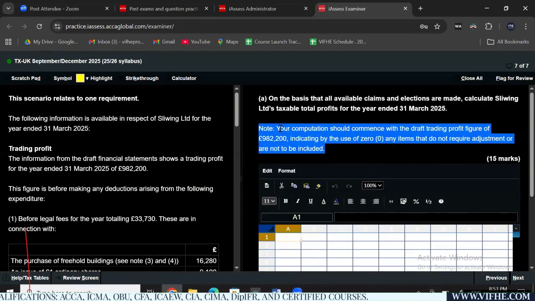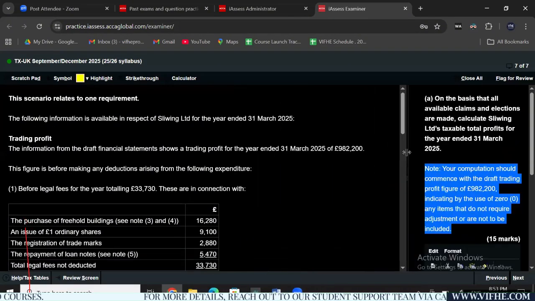It says that your computation should commence with the draft trading profit figure of 982,200 pounds, indicating by the use of zero any items that do not require adjustment or are not to be included. Well, I am going to start with the question and I'll keep on showing you the standard solution just for the sake of saving time.